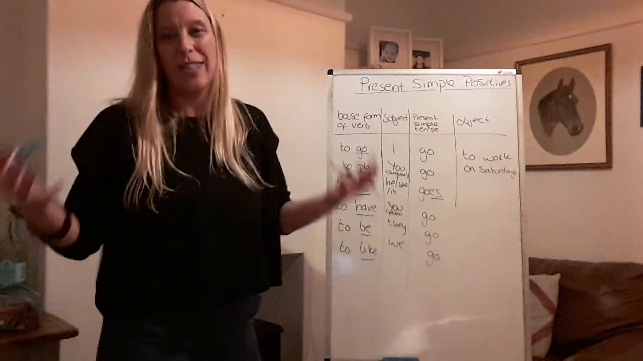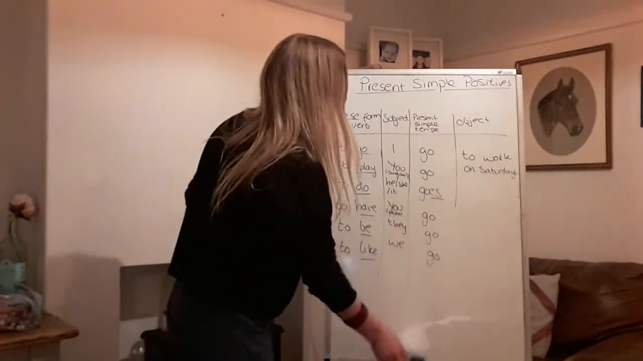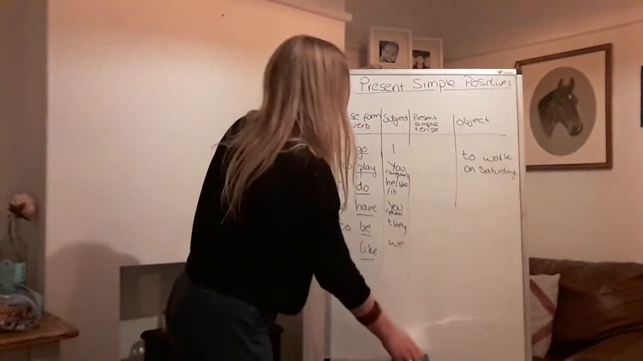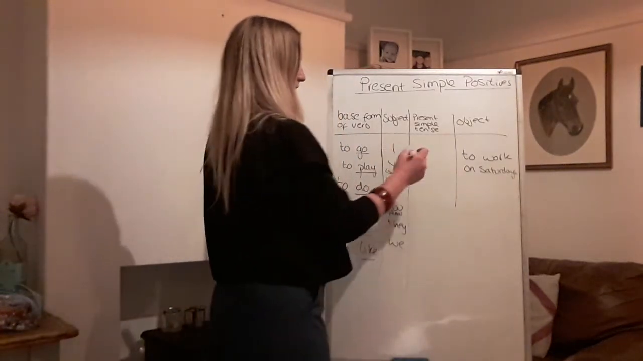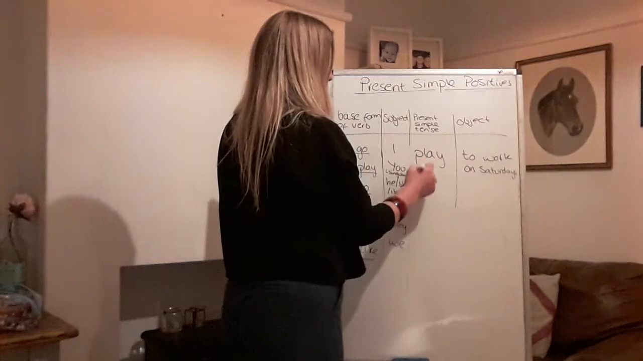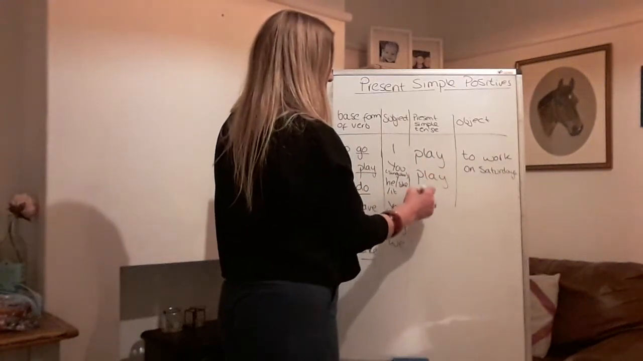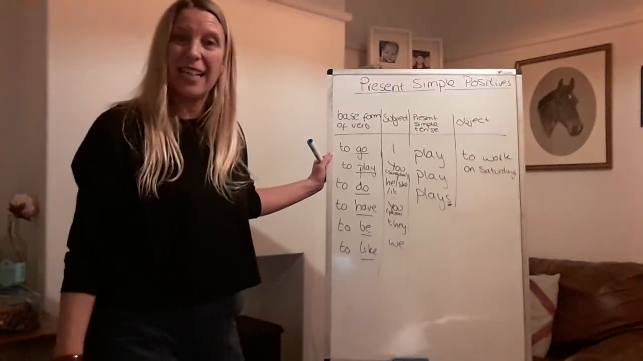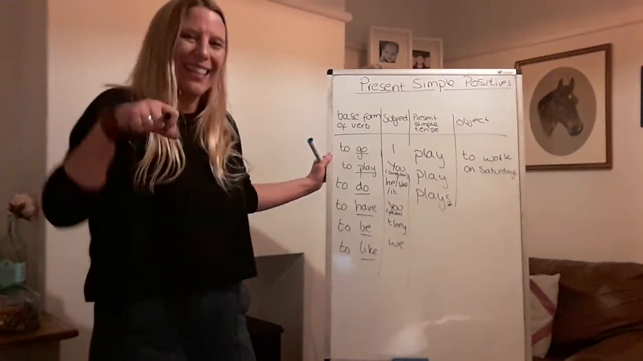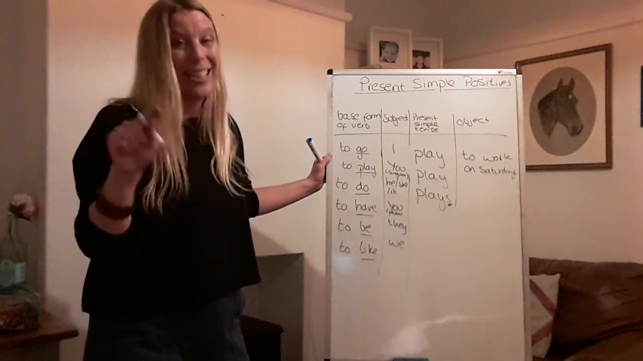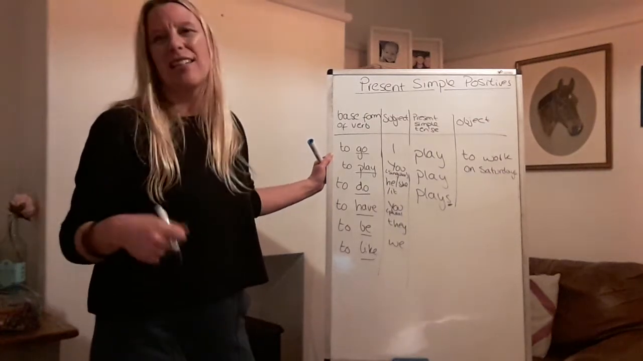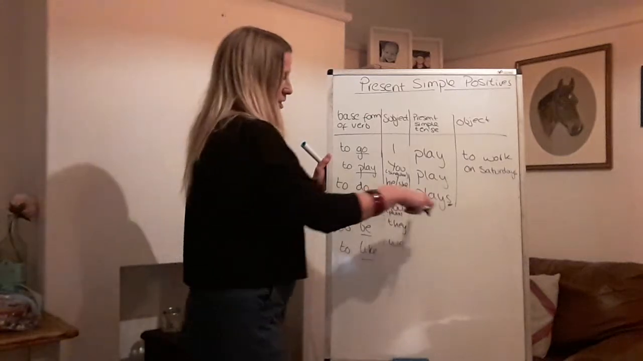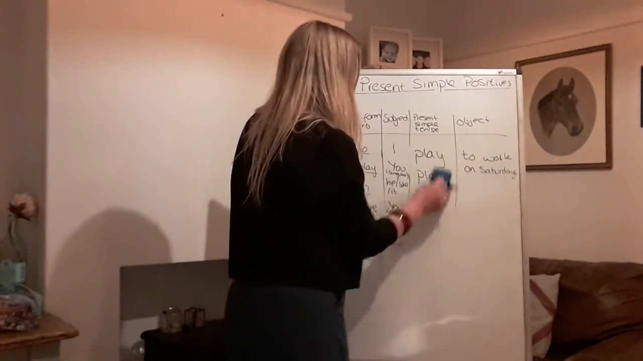I go to work on Saturdays. Okay, so go, we add es. Play, what do we add? We add s. I play. You play. He, she, it plays. So we add s for he, she, it. Yes, remember from last week, most of the verbs we add just s. But some es, some change, etc. But most of them just s, okay? So, he, she, it plays.